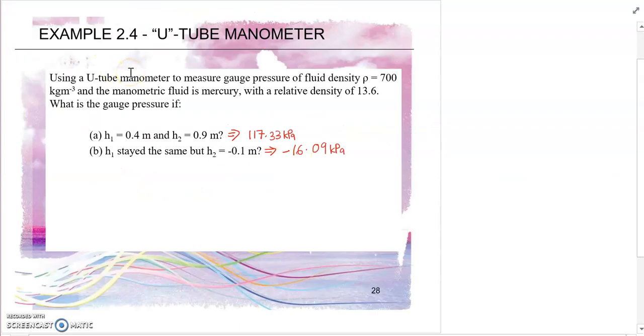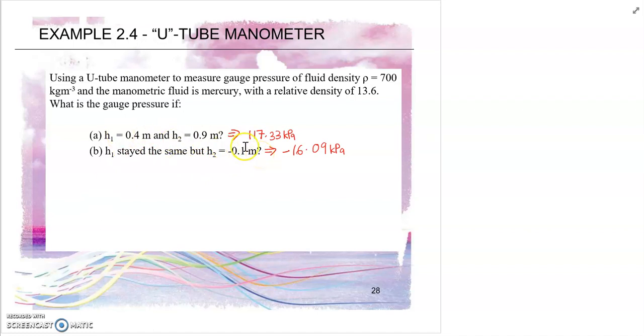Now let's proceed to example 2.4. Using a U-tube manometer, measure the gauge pressure of a fluid of density rho equal to 700 kg per meter cube, and the manometric fluid is mercury with relative density of 13.6. What is the gauge pressure if, in part A, H1 equals 0.4 meter and H2 equal to 0.9, and in part B, H1 stays the same, so H1 is 0.4 meter, but H2 equal to negative 0.1 meter.